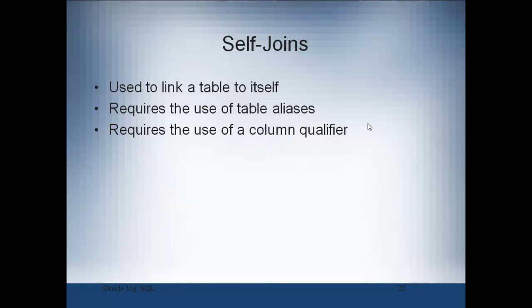Now, in order to do this, in our select statement, we have to call the same table twice, and we have to refer to each instance of the table. The first time we read the table, we want to refer to it as one thing in our select statement, and the second time we read the table, we want to refer to it as something different. So this is where table aliases are required in a self-join.